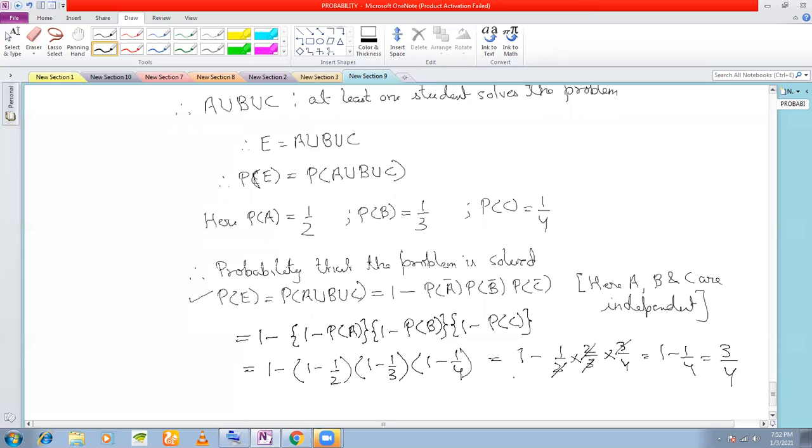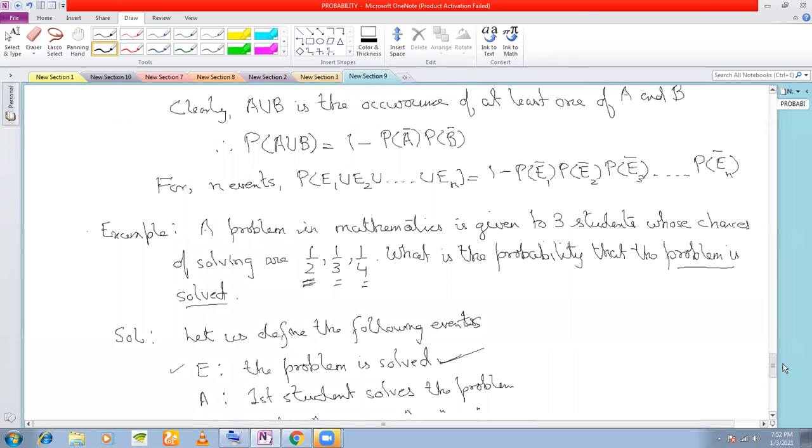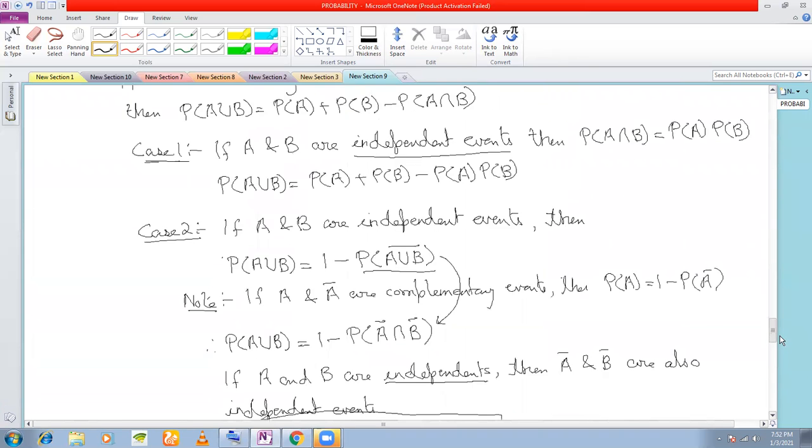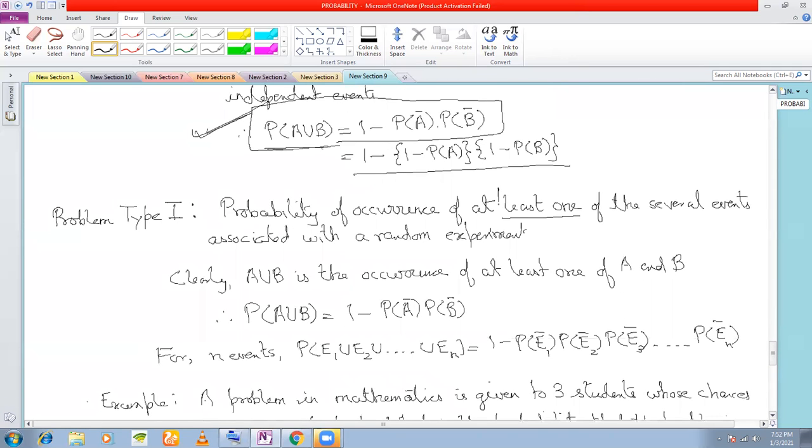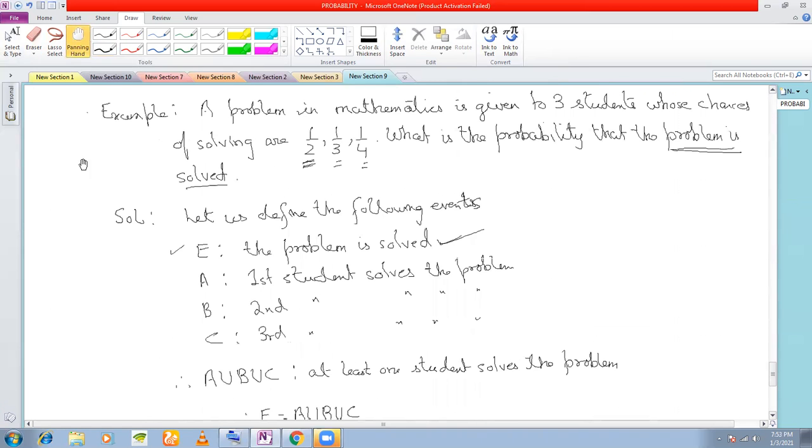Find the probability that the problem is solved at least one. So the keyword here is "at least". Whenever you see this word at least, it means A union B union C, or A union B union C union D, however many events you're talking about. If you are talking about two events, then at least means A union B.